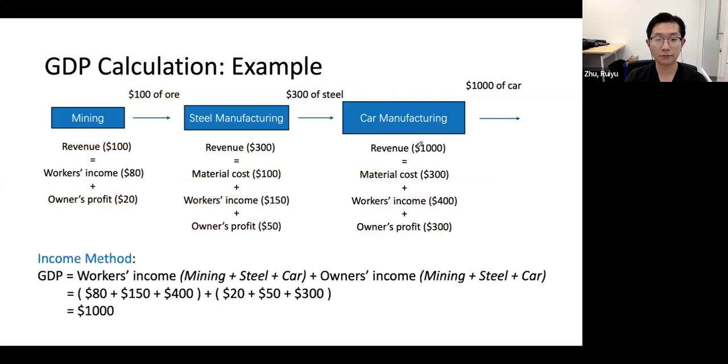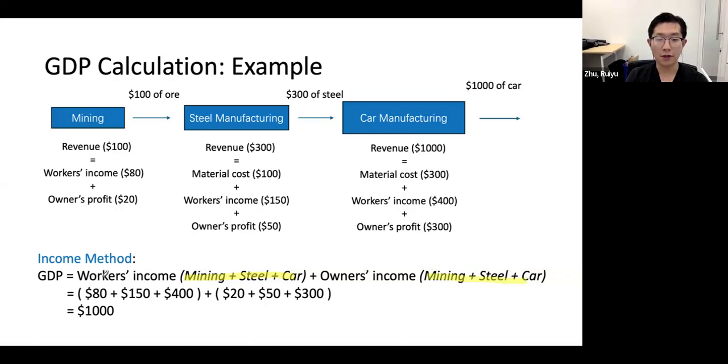Right. So how does the income method work? We just add up all the income in the economy, right? So in the economy, what kind of income do we have? We have workers, we have firm owners, right? So workers will earn the labor wage, and firm owners will earn the profit, right? So we just add all the workers' income from the mining, steel, and car industries, and add all the owners' income, which is the profit from the mining, steel, and car industries, right?